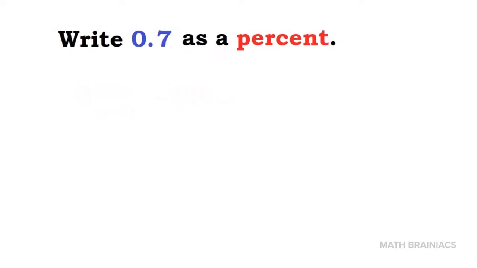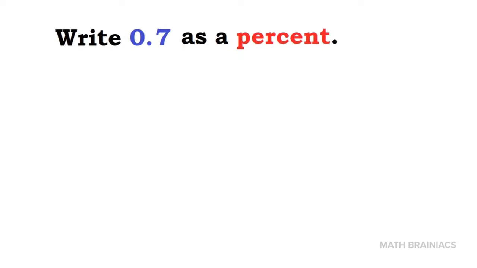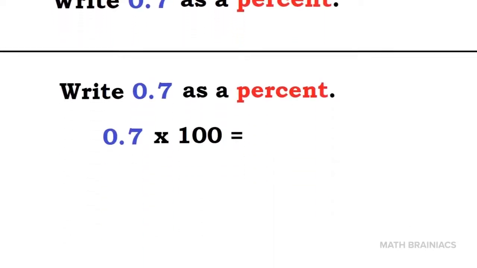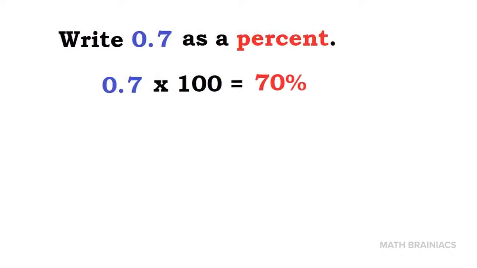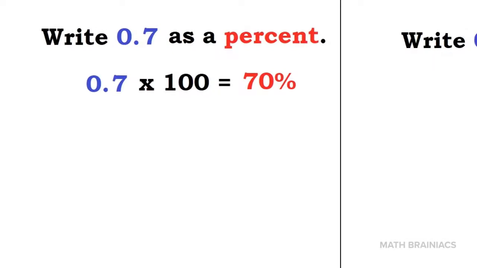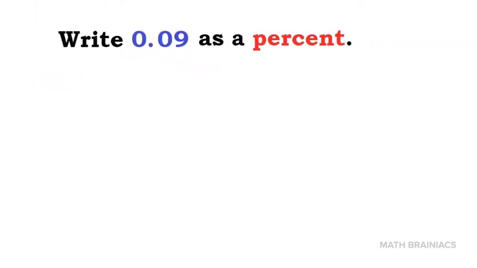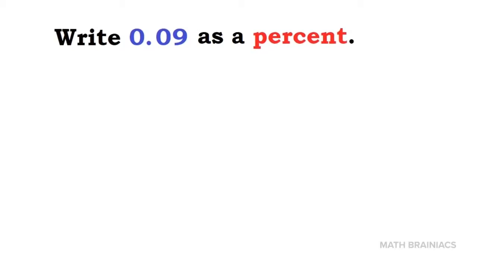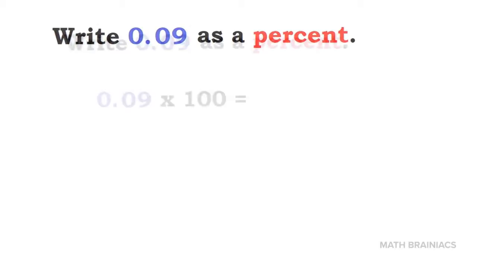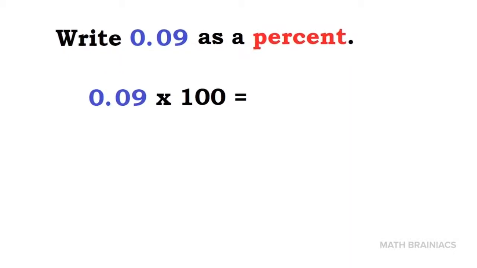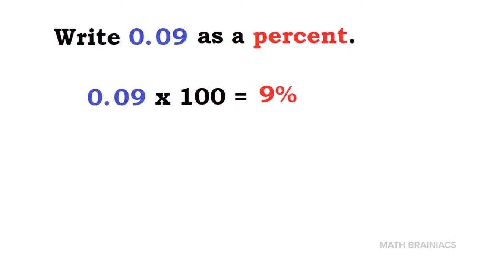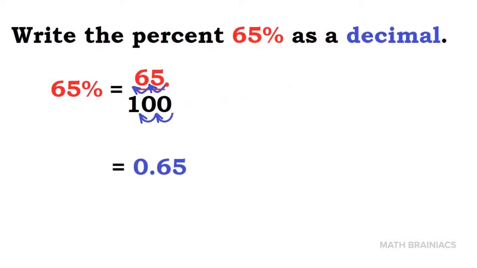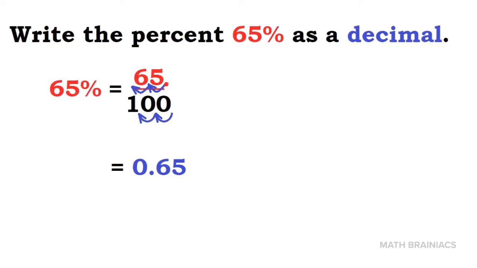Let us work on another example so that you can hit it off. Write 0.7 as a percent. 0.7 multiplied by 100 will give us 70%. What about this example? Let us work on this example so that you can understand the lesson very well. Write 0.09 as a percent. 0.09 times 100 will give us 9%.